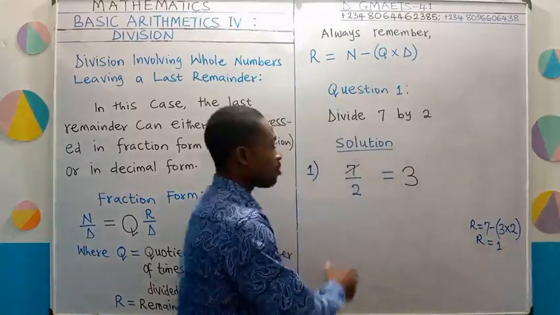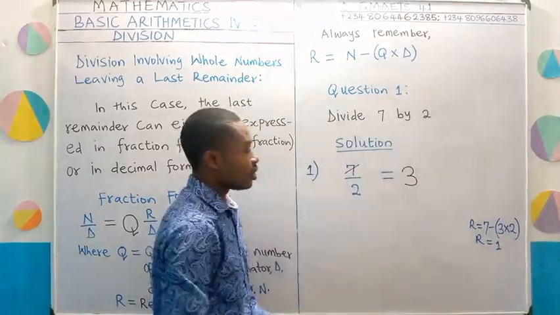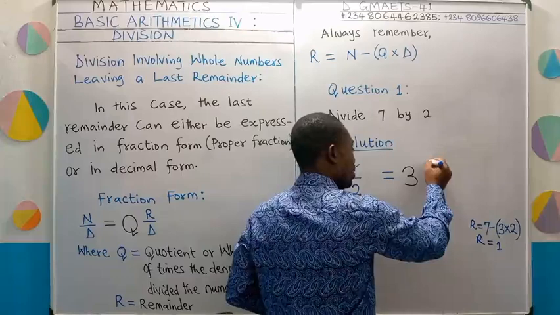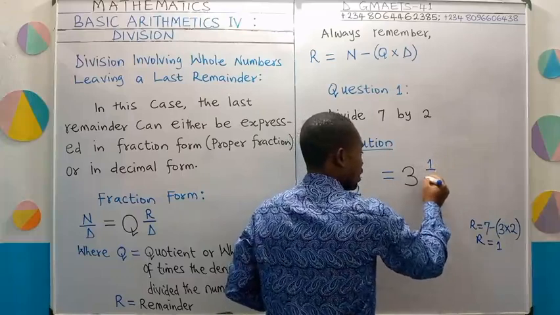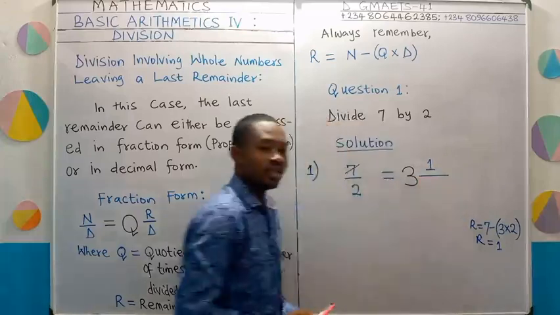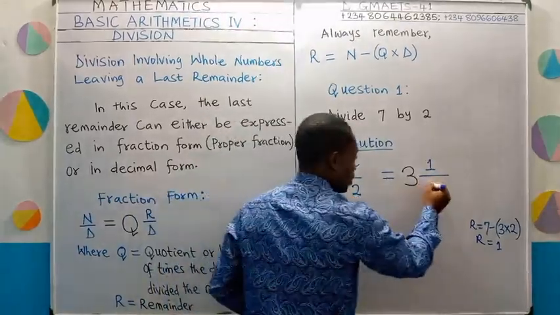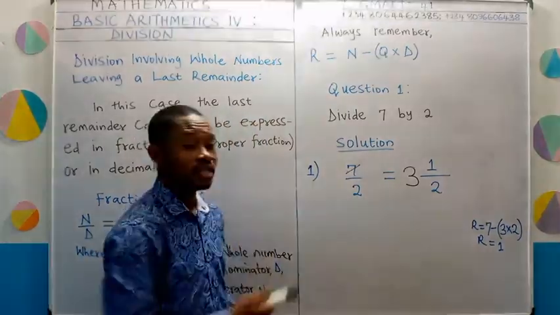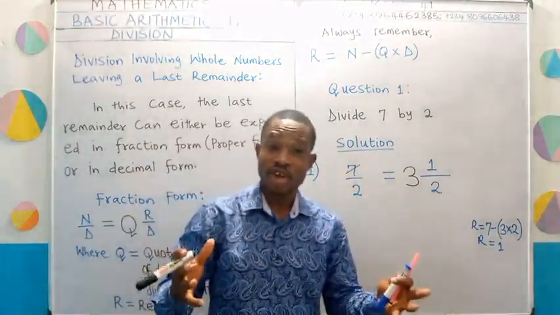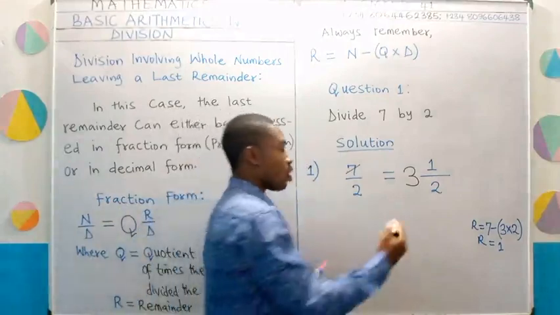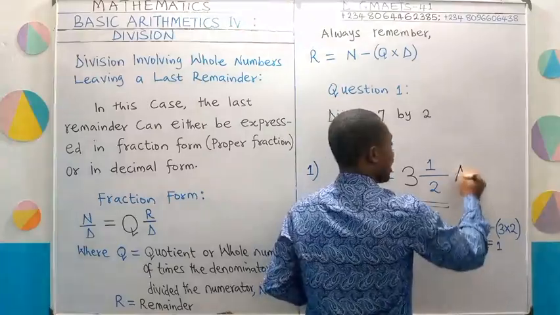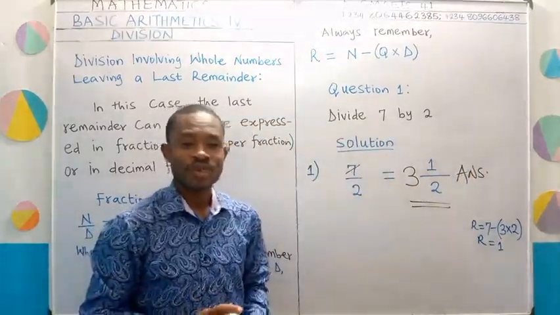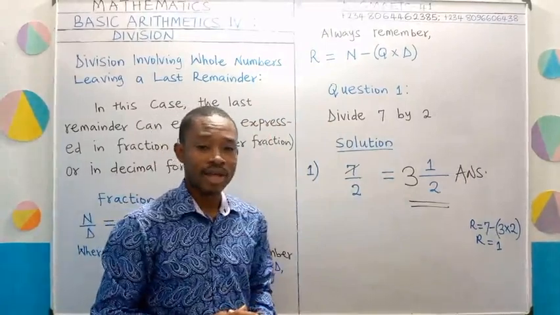So of course, the remainder here is what? 1. What do you do with the remainder? I will come over here and write the remainder 1 this way, then all over the denominator that I used in dividing, which is 2. And this is how we get the answer in fraction form. This is a mixed fraction. When I teach you fractions, you will learn more about it. So this is simply my answer. The answer is 3 whole number 1 over 2 when you divide 7 by 2.